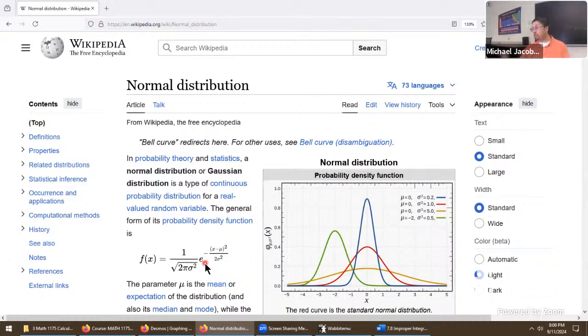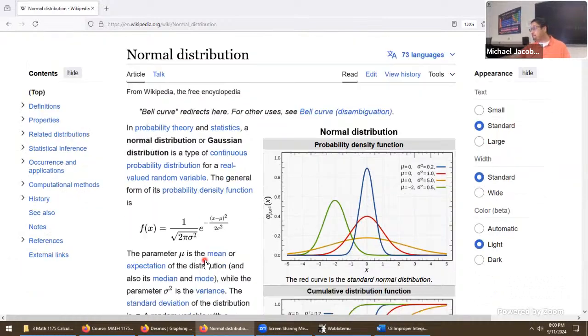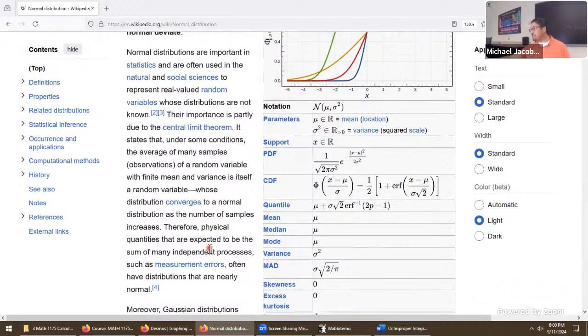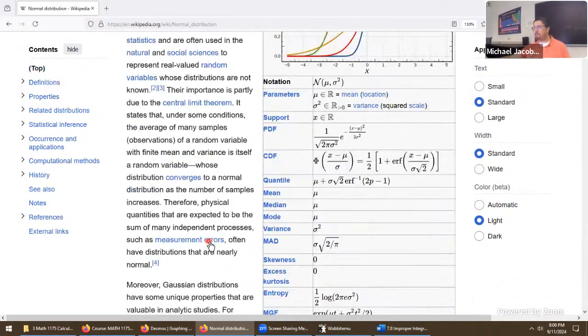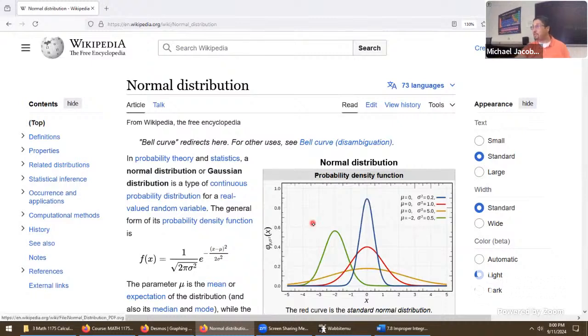Pretty crazy function, but the worst part about it is it's an exponential function. It's very tough to integrate, but you can integrate this thing. Let's see if they give us any information here. That's it. Wikipedia pages have a way of getting out of control.